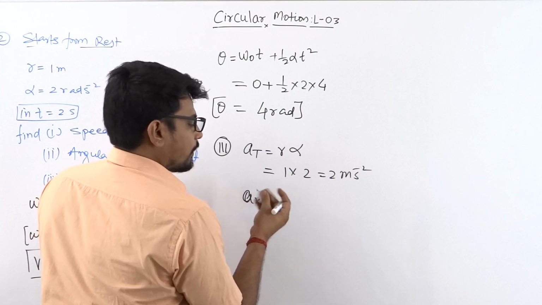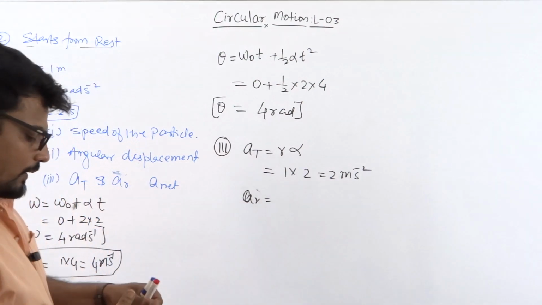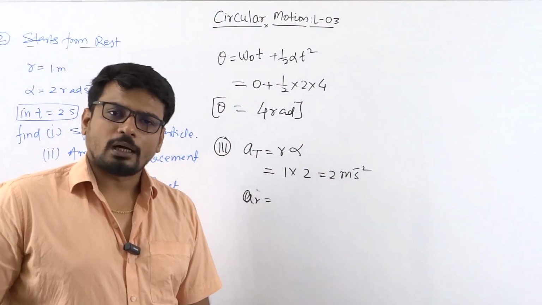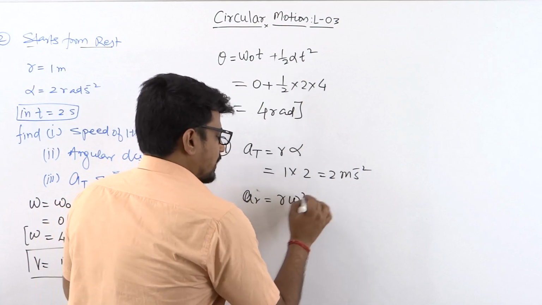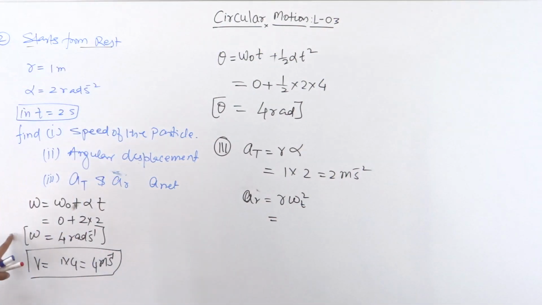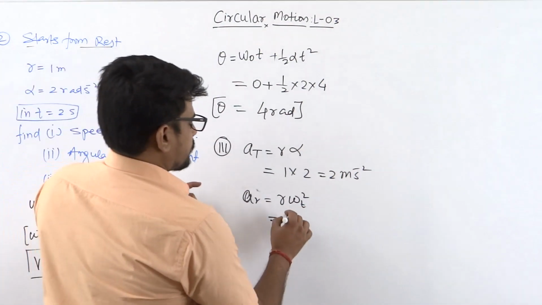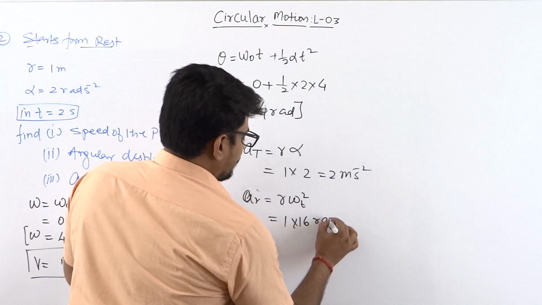So a radial is going to be how much? You can use your v square upon r, or you can also use r omega square. Omega is known to me, so I'm going to use r omega square. Omega at any time t, so let's suppose r omega square. Omega is how much? 4. Well, r is how much? 1. It's going to be 16 radian per.